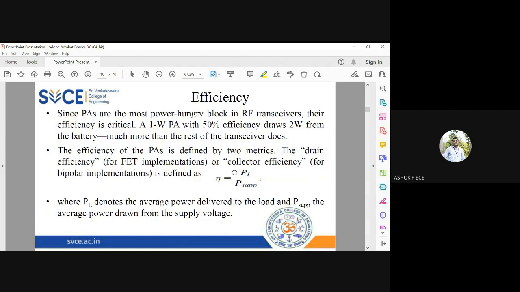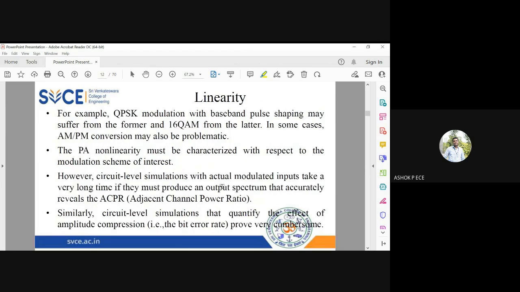And how to measure the efficiency of a power amplifier? You will see collector efficiency eta is given by PL by P_supply. PL is going to be the average power delivered to the load, and P_supply is the average power drawn from the supply voltage. So the collector efficiency or the drain efficiency, in MOSFET you call it as drain efficiency, in BJT you call it as collector efficiency. So it is going to be load power by supply power.